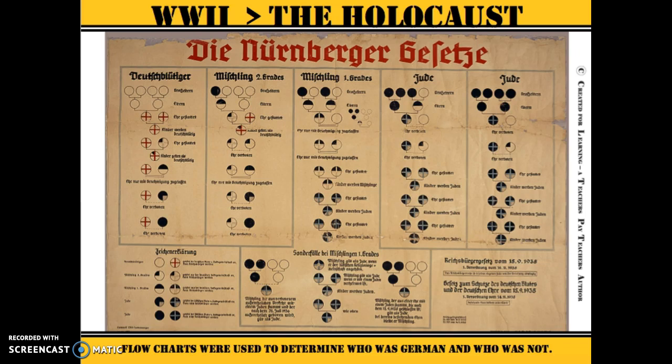And this is an example of a chart that helped the Nazis determine who was German and who was not, and people had to carry proof around with them. They could be asked at any time to show proof that they were German.